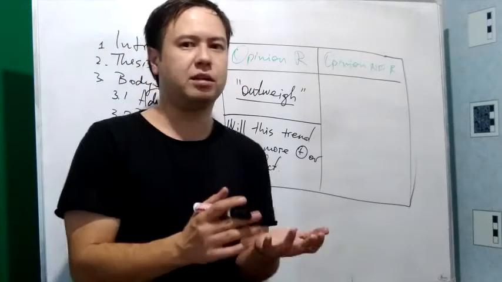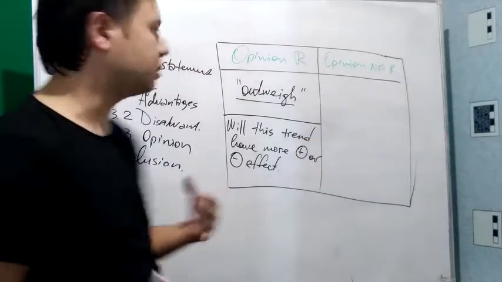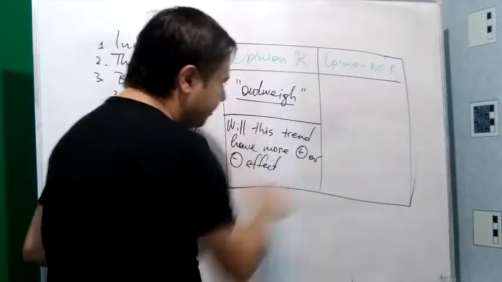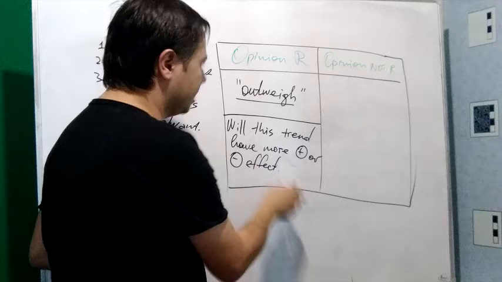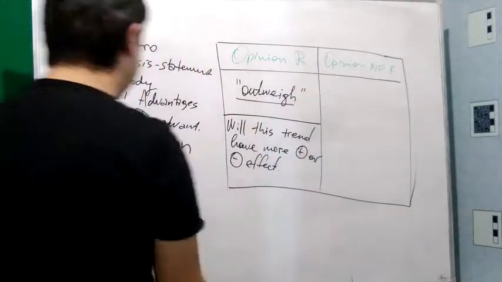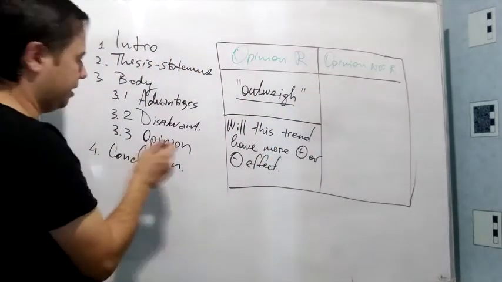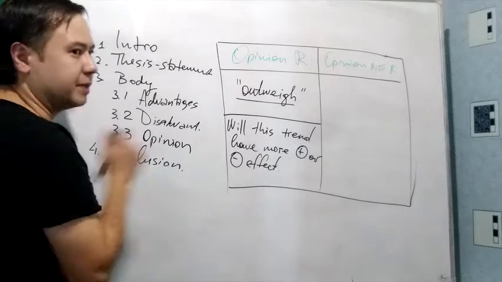See, it all depends on you, and that's why my advice is that when you have this kind of action sentence in the questions of an advantages and disadvantages essay, you will just have to include your personal opinion as point 3.3. Okay?